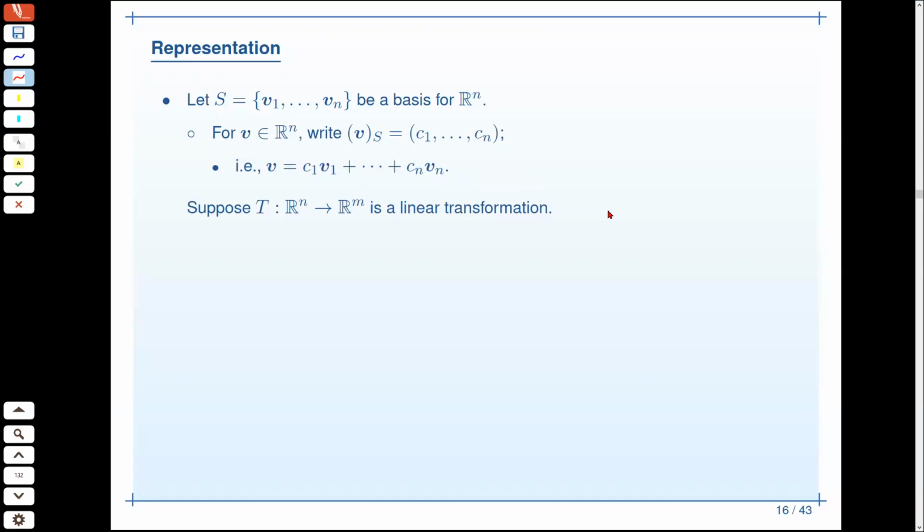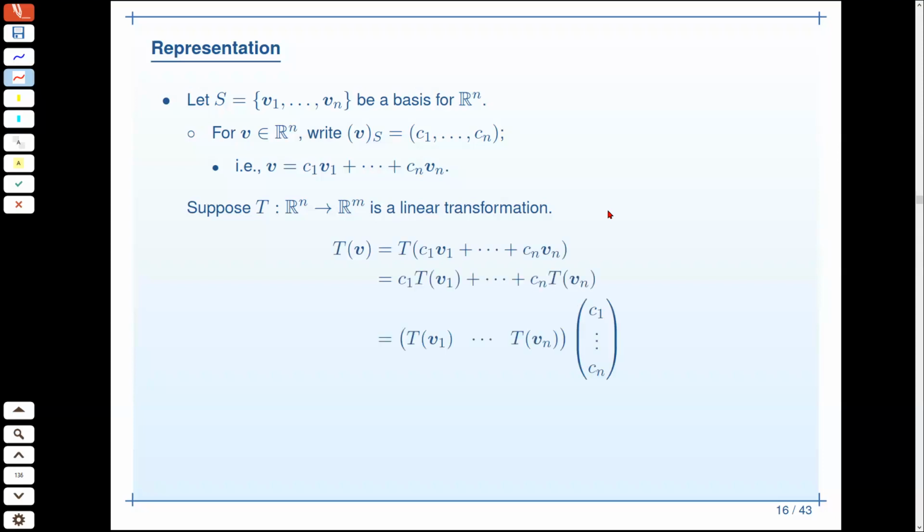Now suppose we do have a linear transformation. Then can we say what happens if you know the images at the basis? Indeed, TV is of the form T of the linear combination, which is the linear combination of the images. And now this one again can be written in the matrix product form. Remember, everything is column.